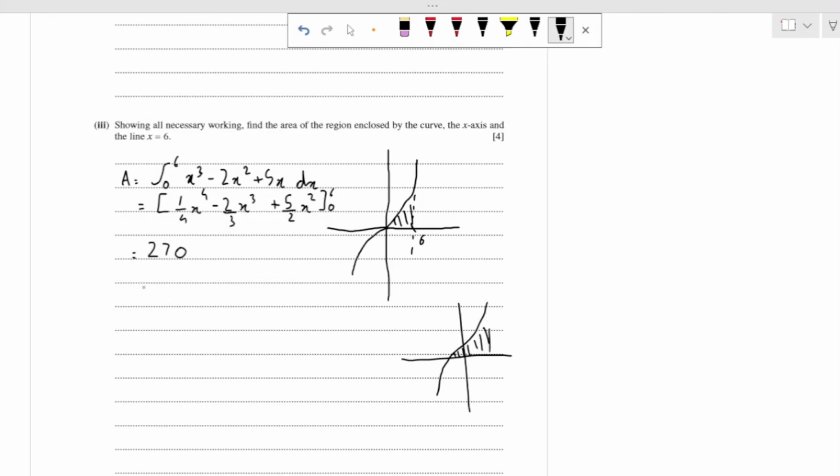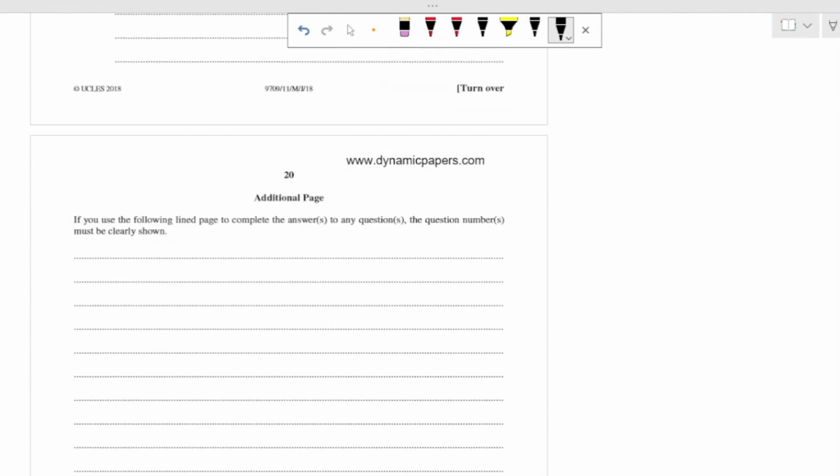For those of you who are wondering, the working will be something like this, where you have 1 by 4 times 6 to the power 4, minus 2 by 3 times 6 cubed, plus 5 by 2 times 6 squared, minus the lower limit, which in this case is 0. So we can just completely ignore it, as all of the values will be 0 in the end. So you'll get the answer 270. And this was your paper May-June 2018 complete.